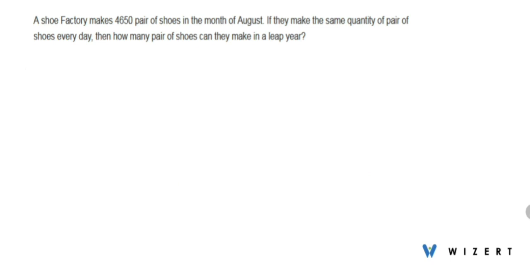A shoe factory makes 4650 pair of shoes in the month of August. If they make the same quantity of pair of shoes every day, then how many pair of shoes can they make in a leap year?